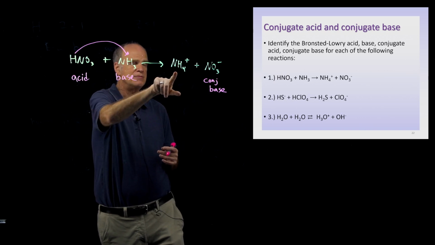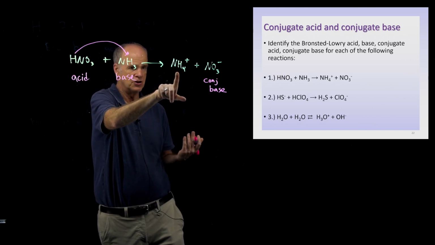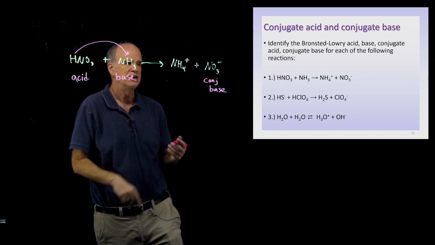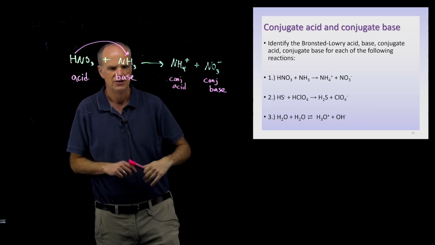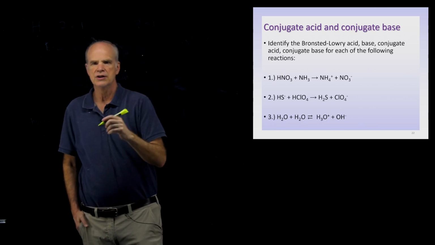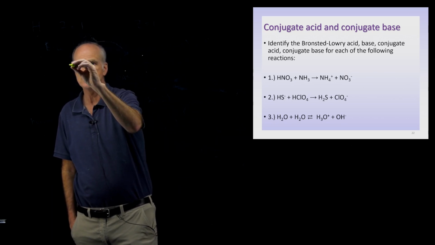So what NH3 becomes after it accepts the proton, this NH4+, is going to be the conjugate acid. Okay, so let me move on to the next one. Okay, so the next one, let me write out the reaction.